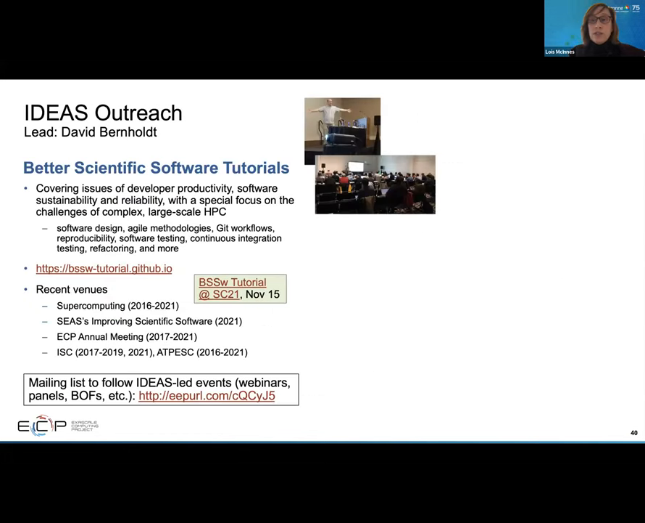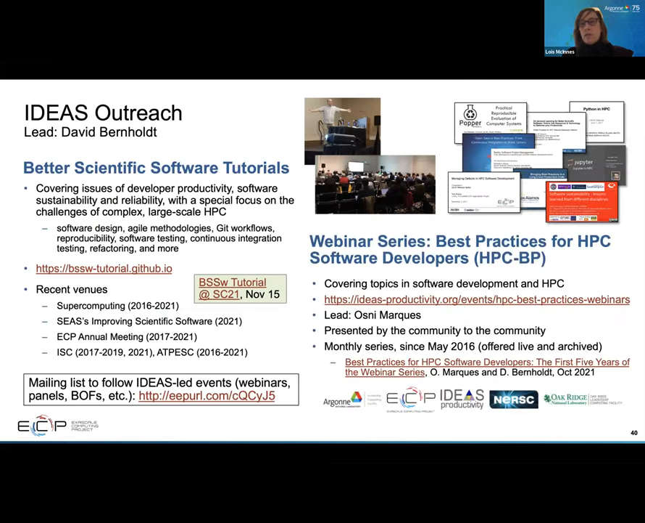As I mentioned, outreach is another key element of work within the IDEAS project. And this slide just provides a pointer to a number of events that have been going on recently. There's a variety of tutorial materials that are available online. So as a partial answer to a question that came up earlier, these tutorial resources might be of interest to some people, covering topics such as, from a high-performance computing angle, elements of software design, methodologies, workflows, testing, refactoring, and more.